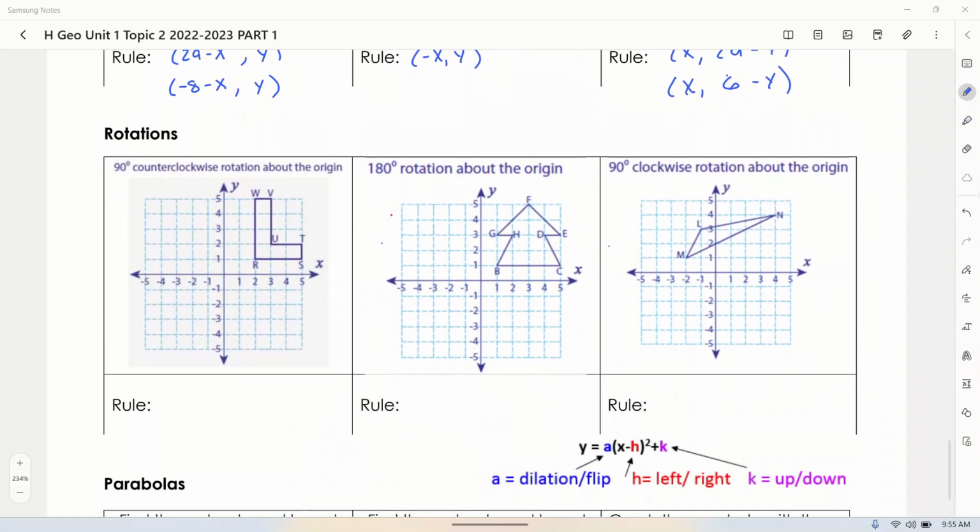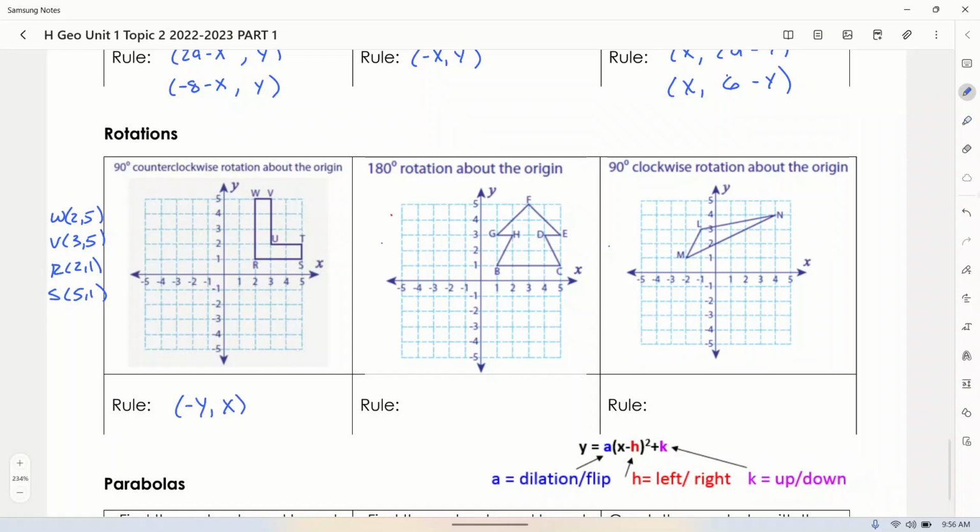Okay, so now we're going to look at rotations, things that we have seen before. So before I even do any work, I'm going to go ahead and plot W. W is going to be (2, 5). V is (3, 5). R is (2, 1). S is (5, 1). Okay, so the rule is a 90-degree counterclockwise rotation, so this is a little bit of a refresher.